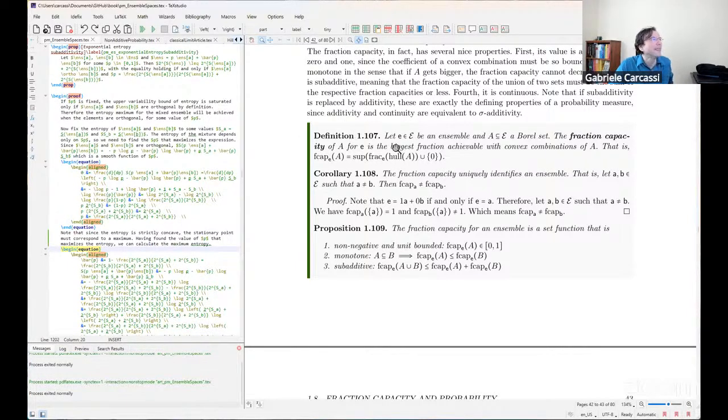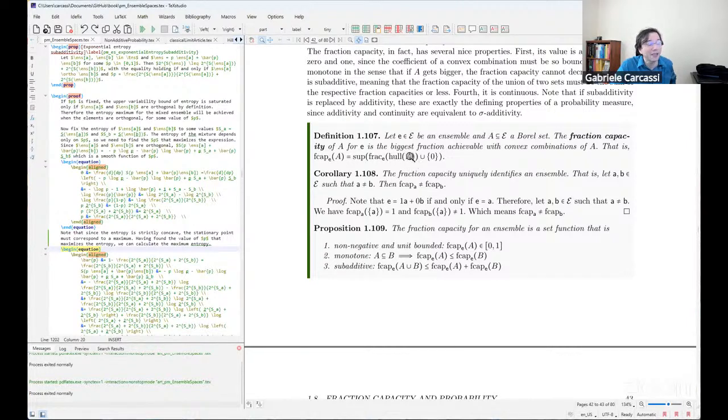So anyway, let E be an ensemble and A a Borel set. We could take any set, but at the end of the day, the sets we are interested in are going to be the Borel ones. The fraction capacity of A for E is the biggest fraction achievable with a convex combination of A. That is, the fraction capacity is the supremum of the fraction on the hull of A, union 0. This is the same definition that we had seen before for the state capacity.